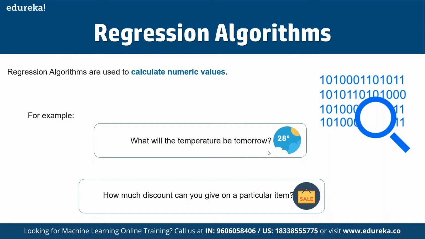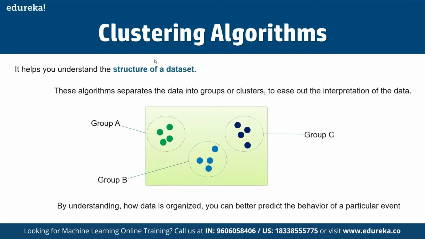Basically, in this type of problem, the output is a continuous quantity. For example, if we want to predict the speed of a car given the distance, it is a regression problem. Regression problems can be solved by supervised learning algorithms, like linear regression. And then we have the clustering algorithm. Clustering is not a part of supervised learning. Clustering is a part of unsupervised learning.